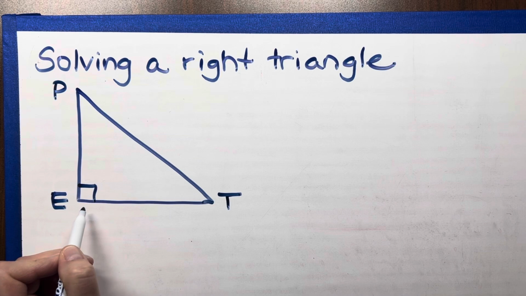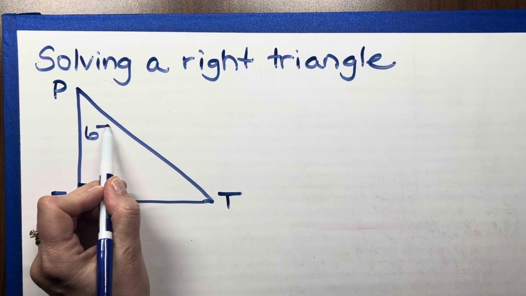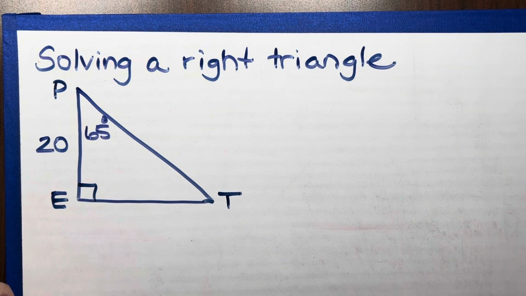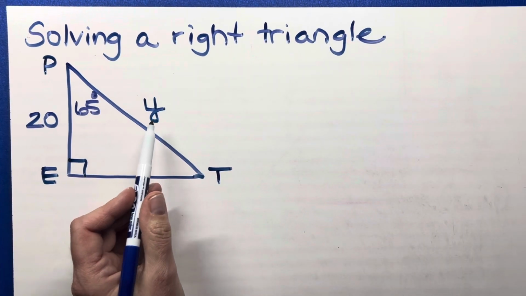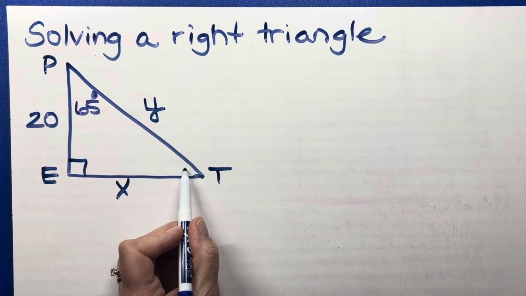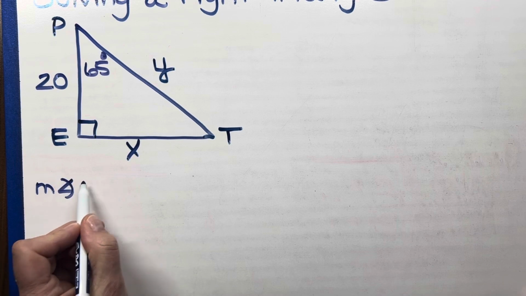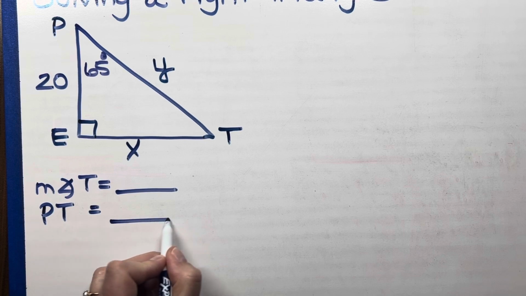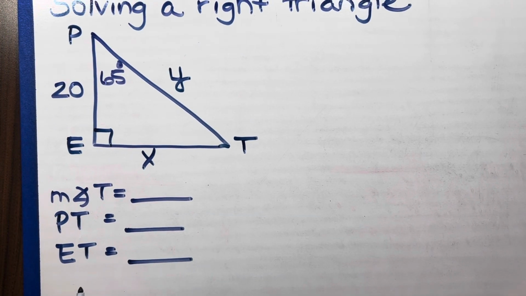And it's a right angle down here at E, and I'm going to label some things on here that we know. Angle P is 65 degrees. Side PE is going to be 20, and we need to find side PT, which I'm going to label as Y, and we need to find side ET, which I'm going to label as X, and also we are missing angle T. So I'm going to make a little space over here. The measure of angle T is blank, PT is blank, ET is blank. So we don't forget any of those.